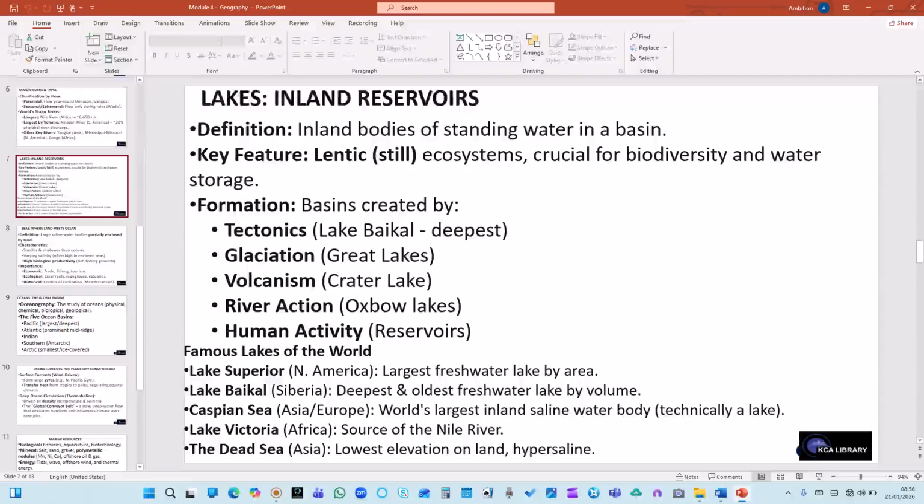We have Lake Baikal, which is the deepest and oldest freshwater lake by volume. We have the Caspian Sea, located in Asia, which is the world's largest inland saline water body, technically a lake. We have Lake Victoria, located in Africa, which is the source of the River Nile. Then we have the Dead Sea, located in Asia, which is the lowest elevation of land, hypersaline. So these are the major lakes we have in the world.